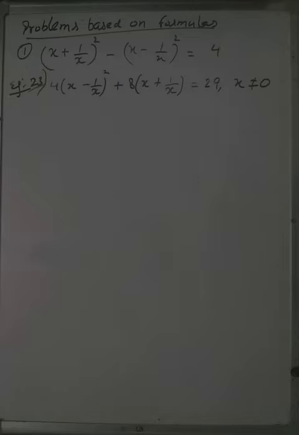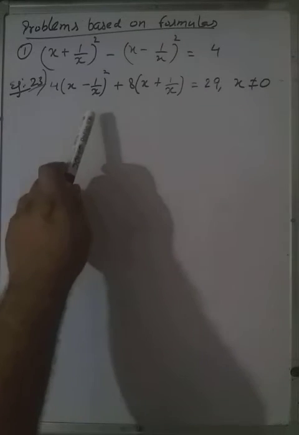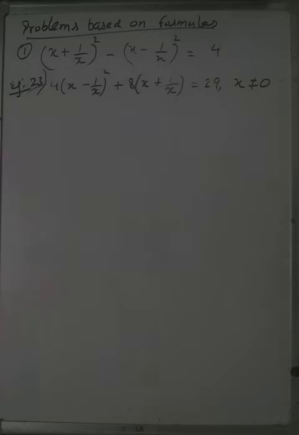So, the first type of problem that we are going to talk about is: 4 multiply (x minus 1 over x) whole square plus 8 multiply (x plus 1 over x) is equal to 29. So we have to solve this. Looking at this question, it involves two terms, x minus 1 over x and x plus 1 over x.